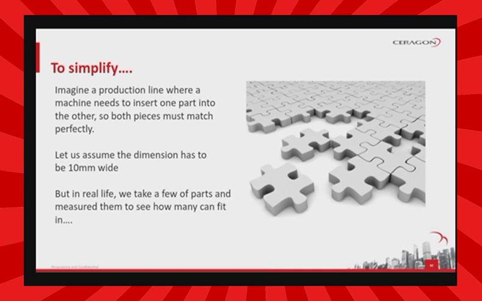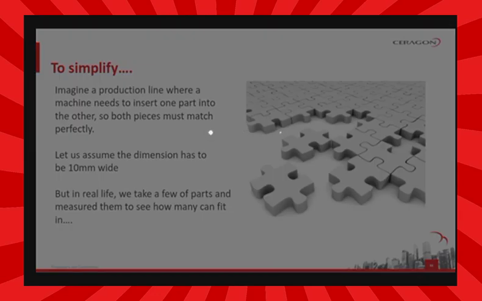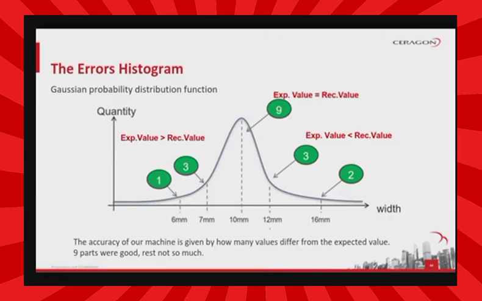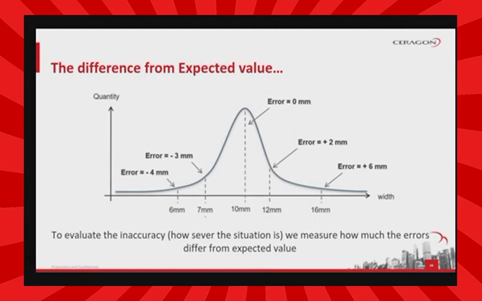Let us assume the dimension has to be 10 millimeters wide, but as in real life, we take a few parts for audit and measure them to see how many can actually fit in. The Gaussian probability distribution function represents the errors histogram. The accuracy of our machine is given by how many values differ from the expected value. As per our example, 9 parts were good but the rest not so much. To evaluate the inaccuracy, or how severe the situation is, we measure how much the errors differ from the expected value.